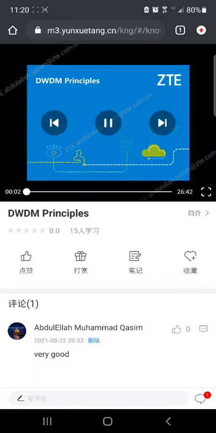Today, we are going to study the DWDM principles. In this lesson, we are going to study WDM overview, optical fiber transmission characteristics, key technologies of WDM, and DWDM working wavelengths. Now, let's go to see the first content, WDM overview.